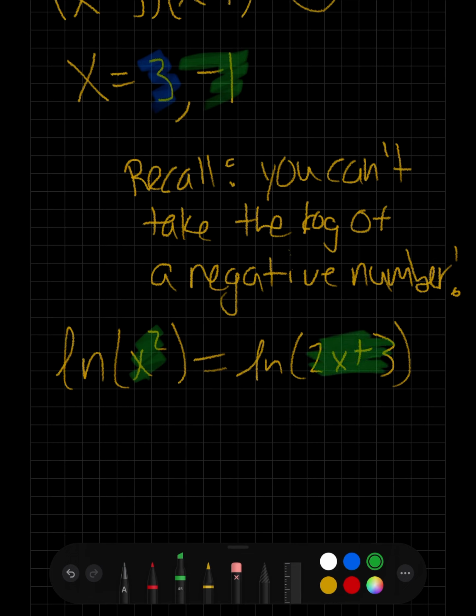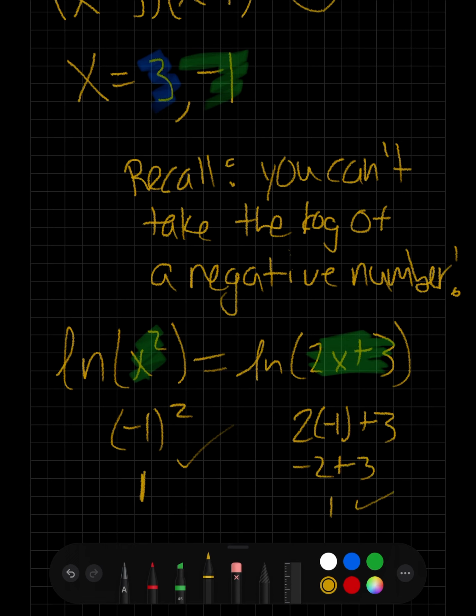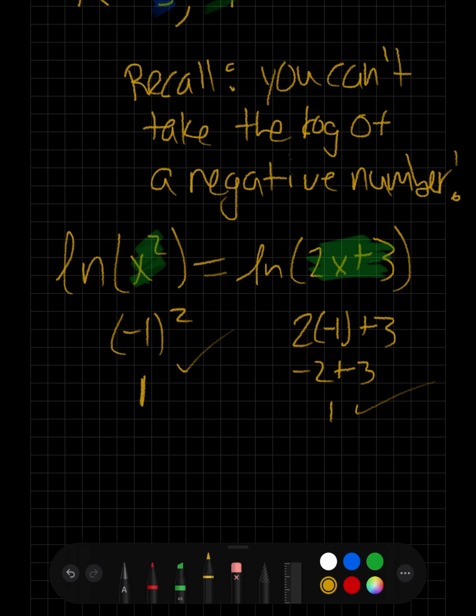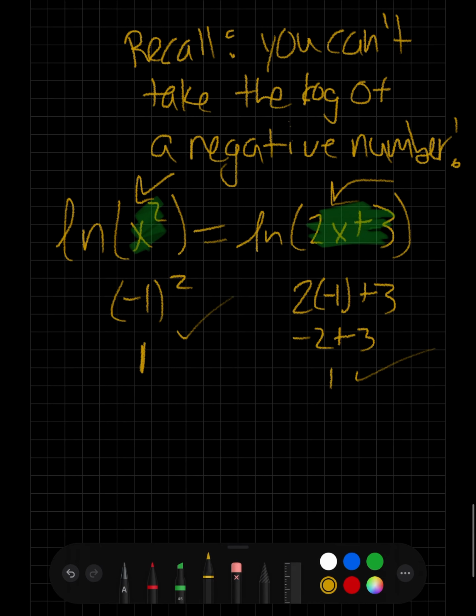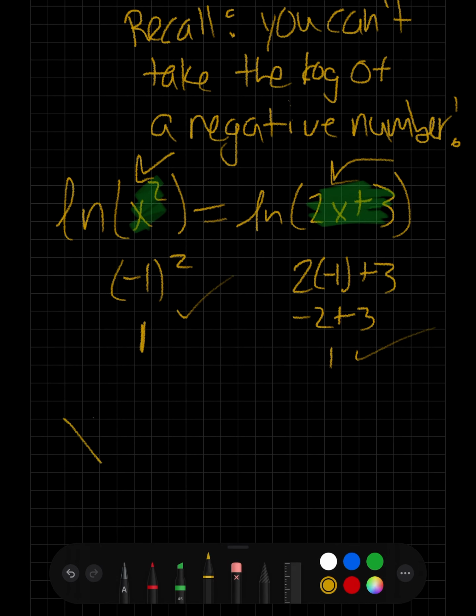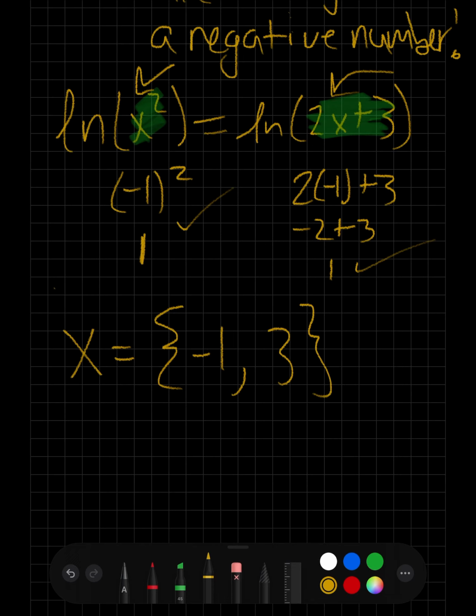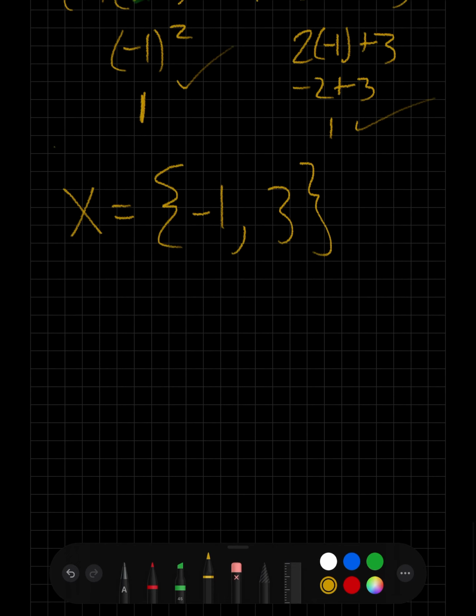Let's see, and now I'll check negative 1. So I'll plug it into each one of these arguments, and that'll tell me. And I'll get negative 1 squared, which is positive, so that's okay. And then 2 times negative 1 plus 3, that's negative 2 plus 3, that's 1, that's okay. So you just have to double check and make sure that your answer makes sense. If one of these values had given me a negative number inside my logarithm, I would have thrown that answer out. That would have been an incorrect solution. So it's true, we can say that x is equal to negative 1, 3. And use those beautiful curly braces.